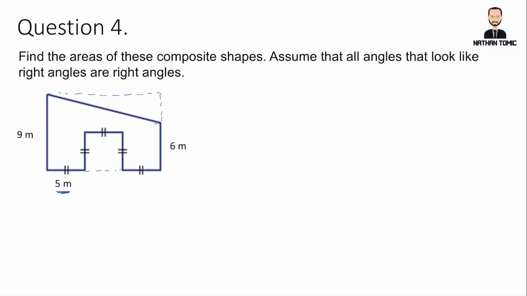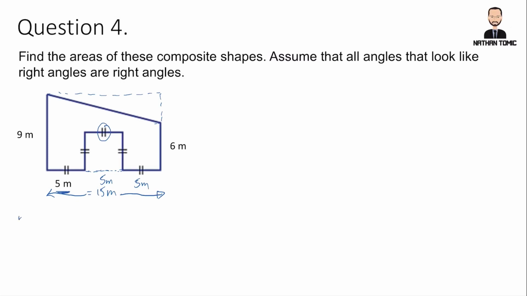We know that this also must be 5 meters because it's got the symbol, and this unknown, this dotted line we've drawn in, must also be 5 because it would be the same as this one here, and that's also got the same symbol. So we must have 5 across there as well, which means that the total across this base, if you like, or this width, is going to be 15 meters. So that's that total measurement right across. Okay, so it's good to know that.